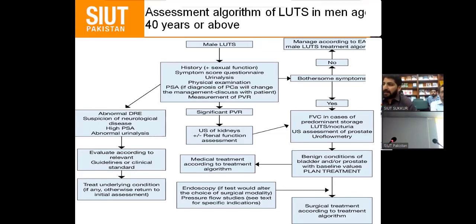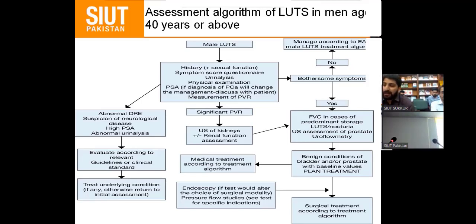And there is an assessment algorithm for LUTS in men aged 40 years and above. The male patient comes with complaints of LUTS, then history, sexual function, symptom score questionnaire, urine analysis, physical examination, PSA if diagnosis of carcinoma of the prostate will change the management, discussed with the patient, and measurement of post-void residual volume is determined. If there are bothersome symptoms, then a frequency volume chart in the case of predominantly storage LUTS or nocturia, ultrasound assessment of the prostate or UFM is performed.